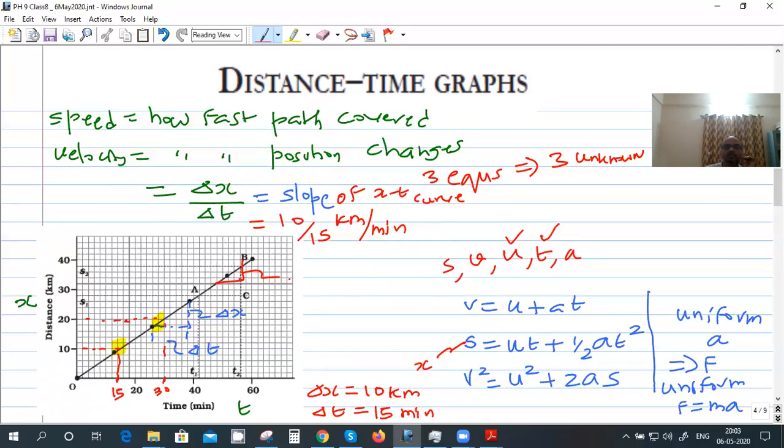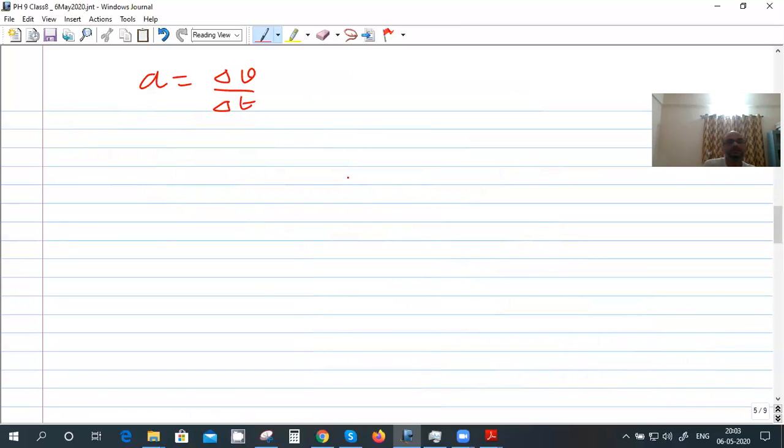No, sir. Since it's a uniform graph, no. Since it's a straight line, the property of the straight line is that the slope is the same everywhere between any two points. Yes, sir. Okay, velocity is not changing from time to time. In that way, delta v is zero, because velocity is not going to change from time to time. Is that clear?